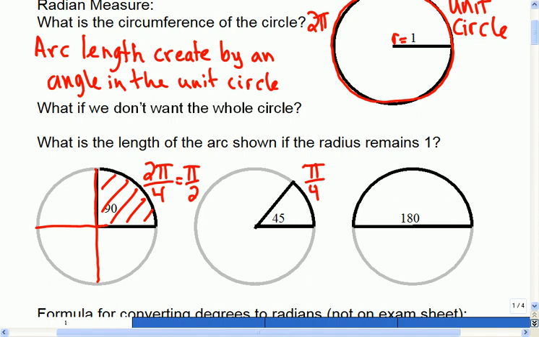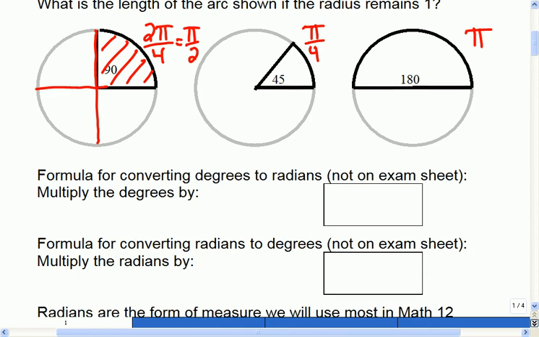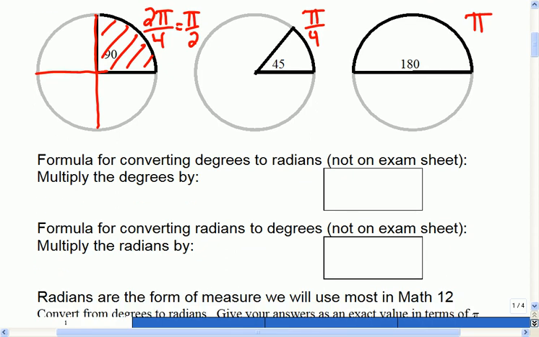Pi, yeah, it's half of the pizza. So this time there would be pi. Okay? So you've already been able to do a few radian measures, but let's actually formally put down how this works. Sometimes it's literally as simple as convert from degrees to radians or radians to degrees. That could be one of your exam questions. So let's find out a convenient way to do this.